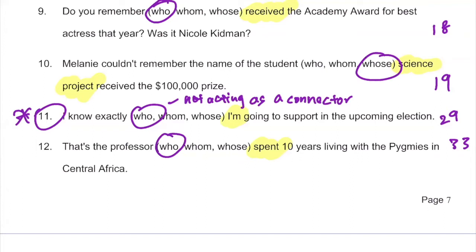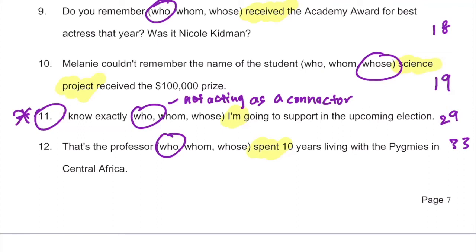Can anyone tell me, in this situation, what is who acting as? Who is not acting as a connector, right? What kind of a word is who acting as? Noun. Joseph? Noun. Are you sure it's a noun? Xavier, are you sure it's a noun? The pronoun.